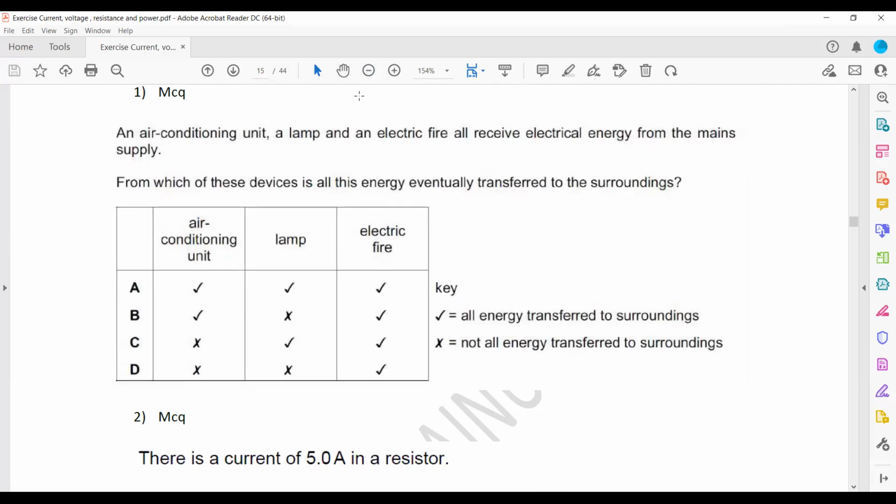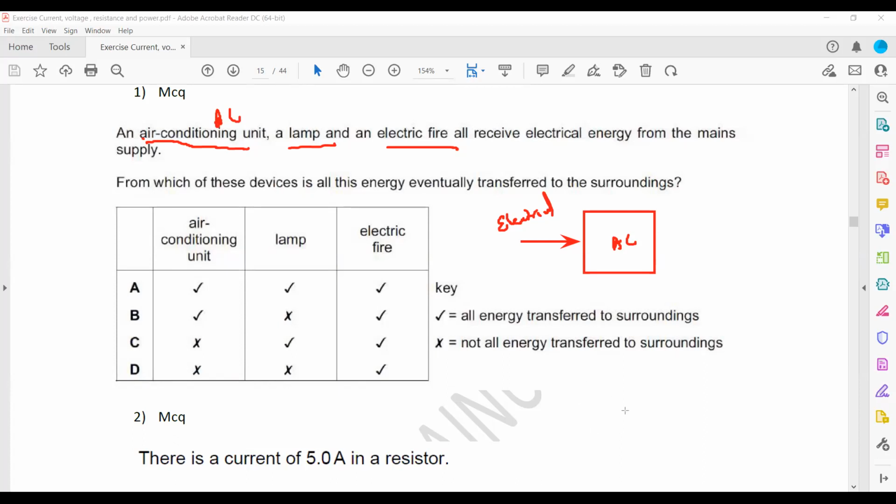Whenever devices are transforming energy, they transfer energy to the surroundings. For example, in the question we have an air conditioning unit, a lamp, and an electric fire, like an electric heater. They all receive electrical energy. For example, the air conditioner, AC, uses electricity to work. So the input is electrical for the AC.